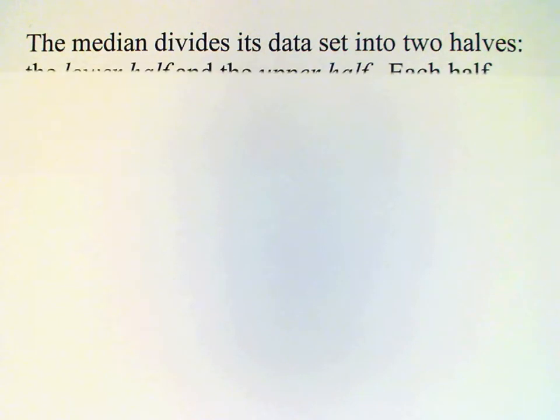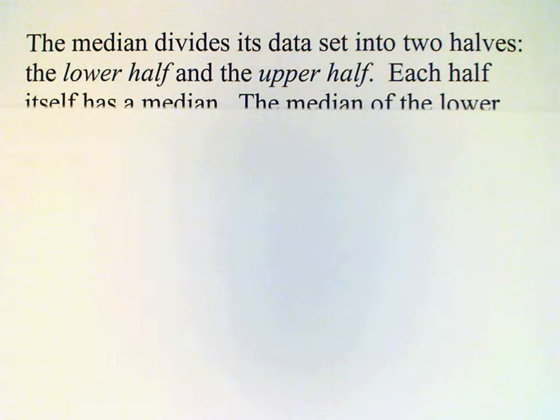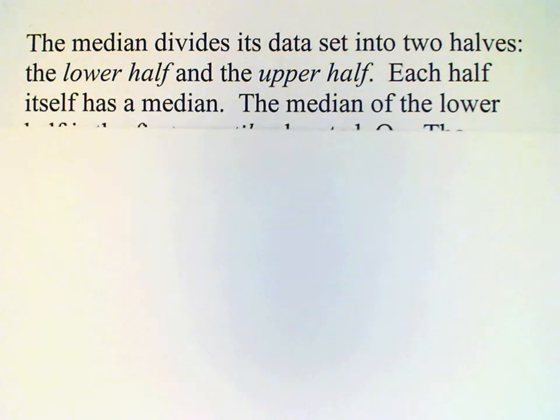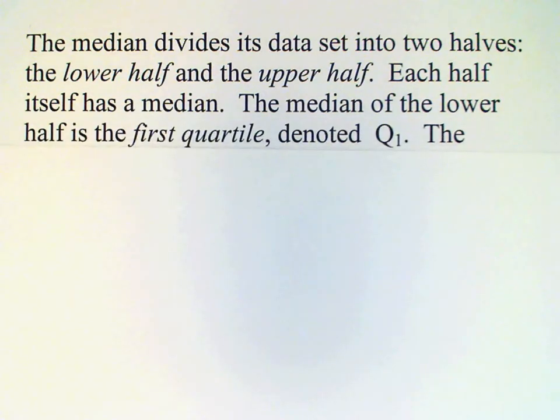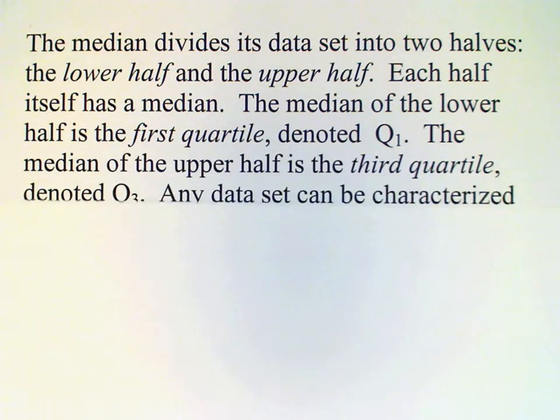Okay, now once we find the median of a data set, then the data set naturally divides into two halves, and these are known as the lower half and the upper half. And we can find the median of each half. The median of the lower half is known as the first quartile, and we indicate that value with the symbol Q1. The median of the upper half is known as the third quartile, which we indicate with Q3.